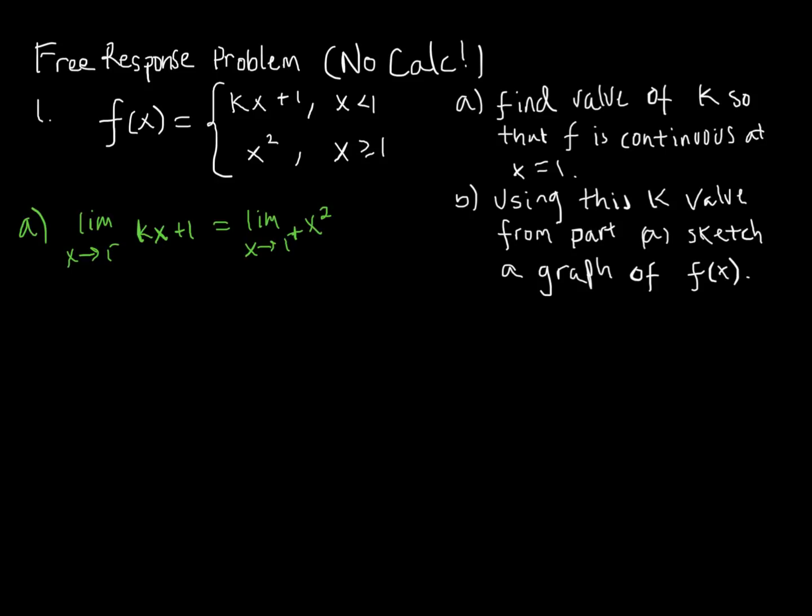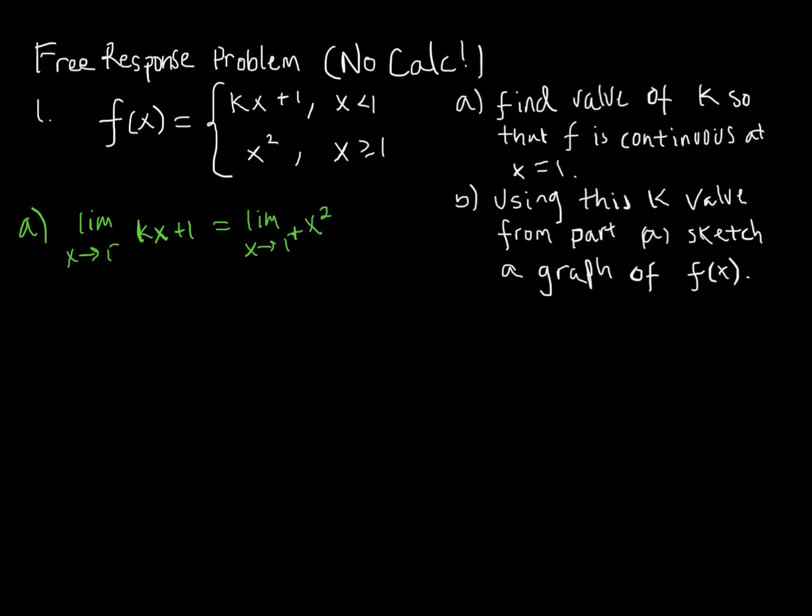So for part A, if we want f to be continuous at x equals 1, the first thing that we need is the limit at x equals 1 to exist, which means that we need the left-hand limit and the right-hand limit to be equal. That's the first part. Now, the second part would be for the function at 1, so f of 1, to be equal to this limit. So let's consider that second part after we make sure that the limits are equal to each other.